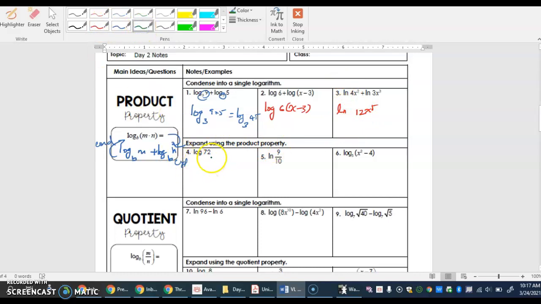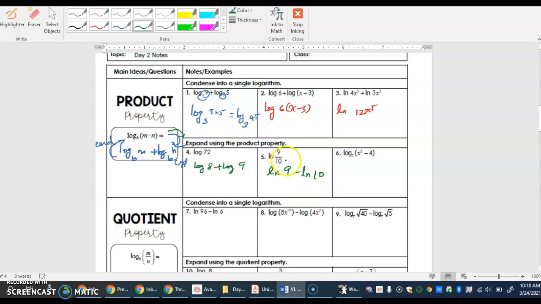Now when we are asked to expand, you can take any factors of 72. 8 times 9 is 72, so we could take that. So this is log 8 plus log 9. Here, now this is a fraction. So now you are expanding, so you're going in this direction, from here to here. ln 9 minus ln 10.